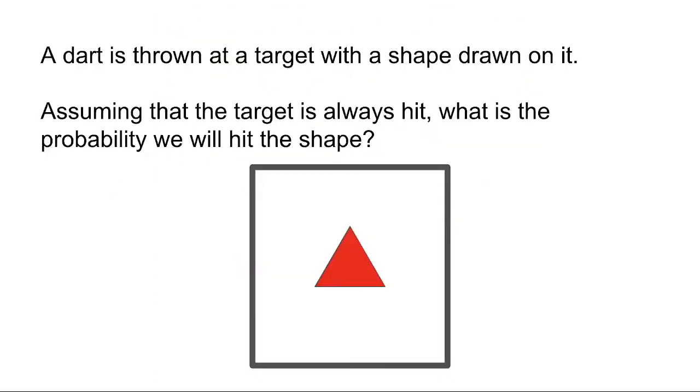Let's start by looking at a problem. You've probably seen something similar before. A dart is thrown at a target, and the target is some sort of shape drawn on it. So here the target is the square, and the shape you want to hit is the red triangle. We assume the target square is always hit, and the question is, what is the probability that we will hit the red triangle? Now, you probably know that this type of problem is solved using the idea of geometric probability.